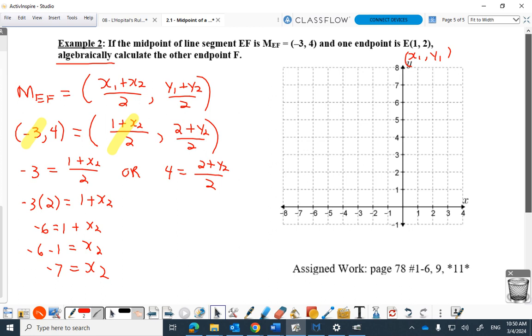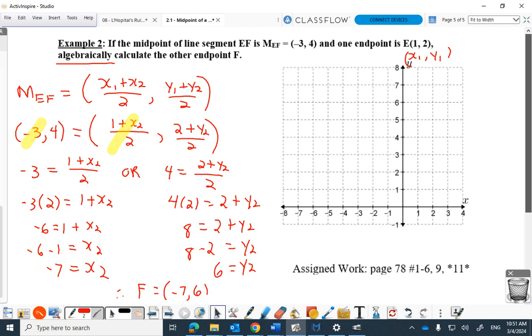4 times 2 equals 2 plus y2. That's 8. And I get 8 minus 2 equals y2. So the y2 is 6. Therefore, F equals negative 7, 6. Why F? Because they said that in the question, I think. The other endpoint is F.